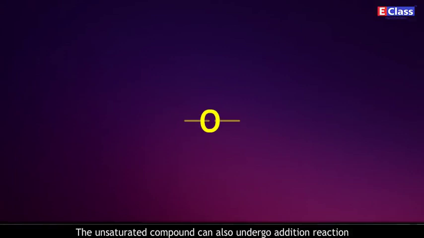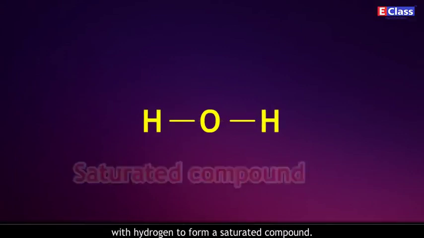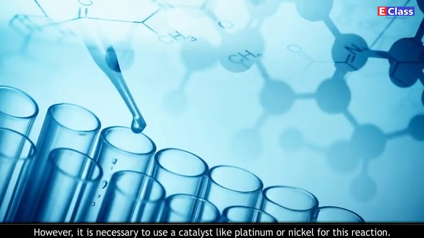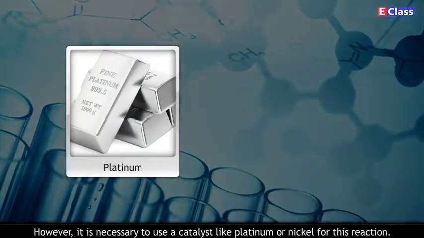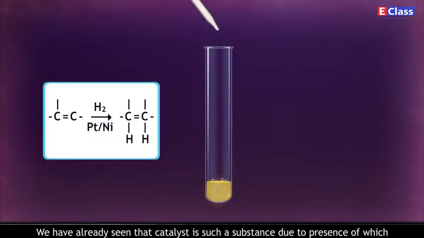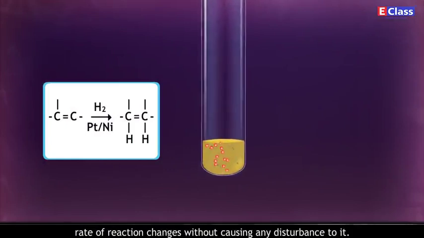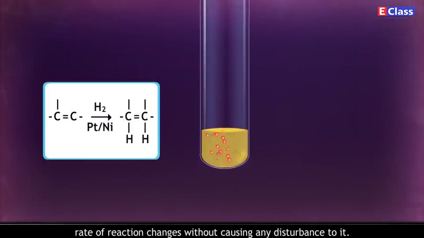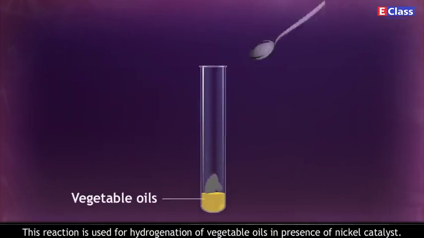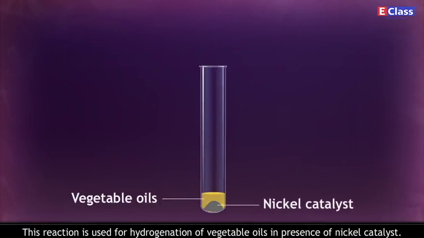The unsaturated compound can also undergo addition reaction with hydrogen to form a saturated compound. However, it is necessary to use a catalyst like platinum or nickel for this reaction. We have already seen that a catalyst is a substance due to the presence of which the rate of reaction changes without causing any disturbance to it. This reaction is used for hydrogenation of vegetable oils in the presence of nickel catalyst.